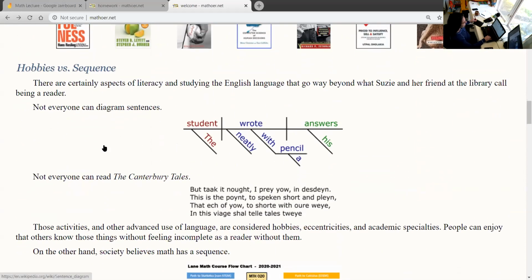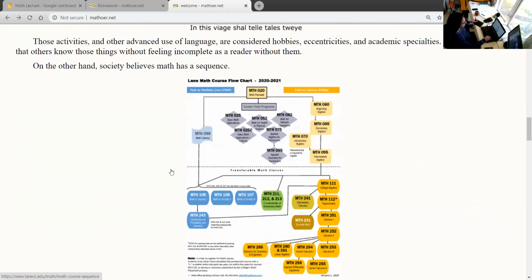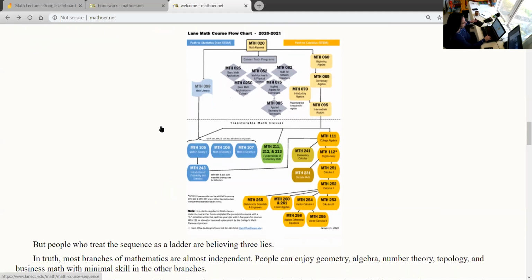So another difference between math and English is that when you are good at advanced language stuff, people say, well, that's your hobby, or you're eccentric, or you have some sort of academic specialty. Whereas no one is expected to sentence diagram stuff or read Old English. Math, it's sort of expected that you're following this bizarre flow chart, and you don't get to call yourself good at math till you've gotten a certain distance on the flow chart. But that's not how math really works at all.